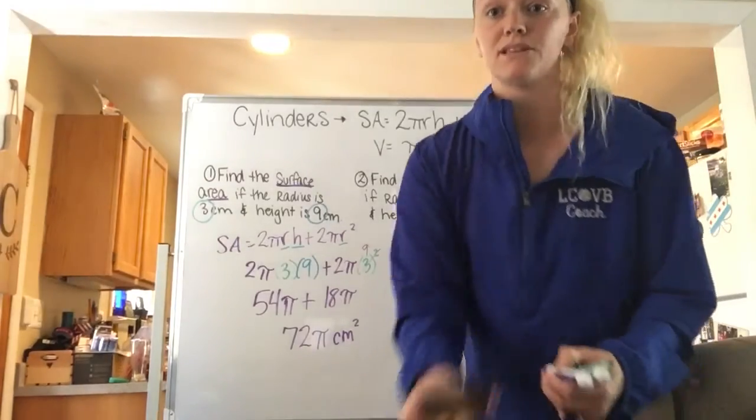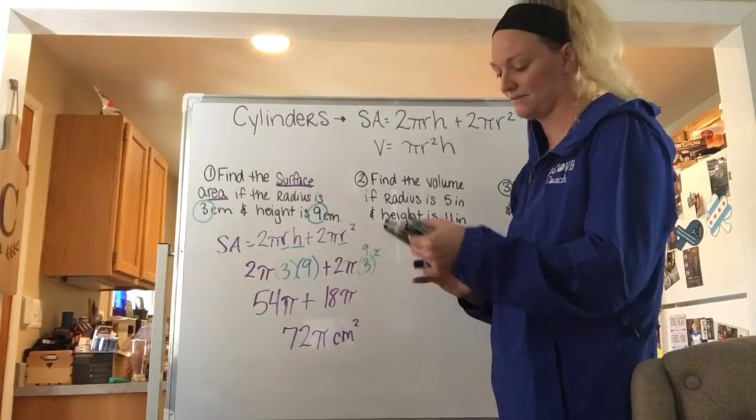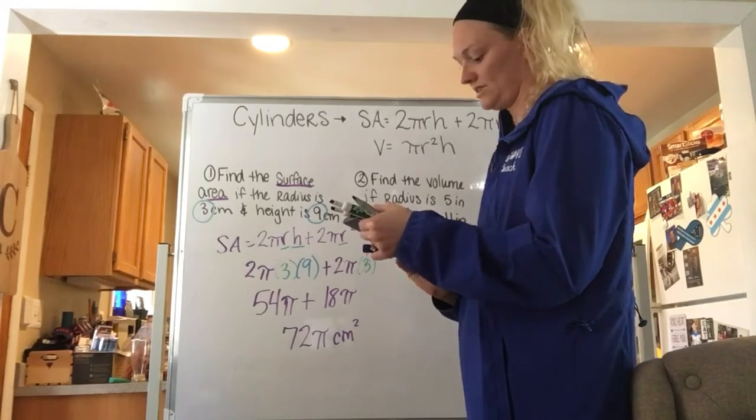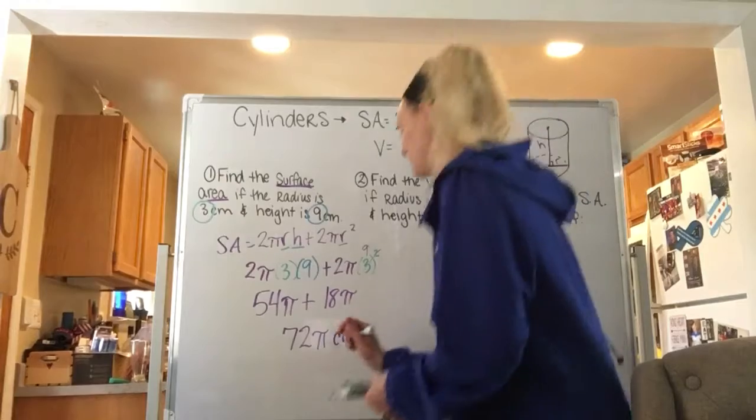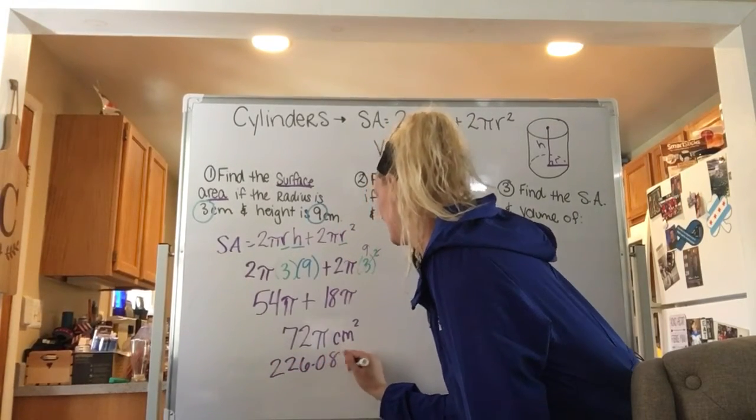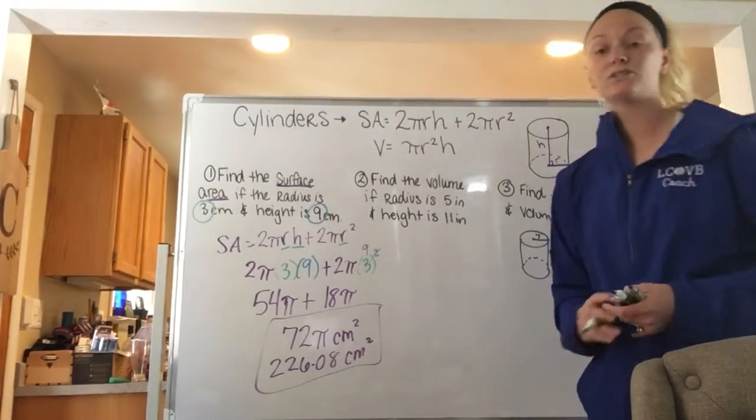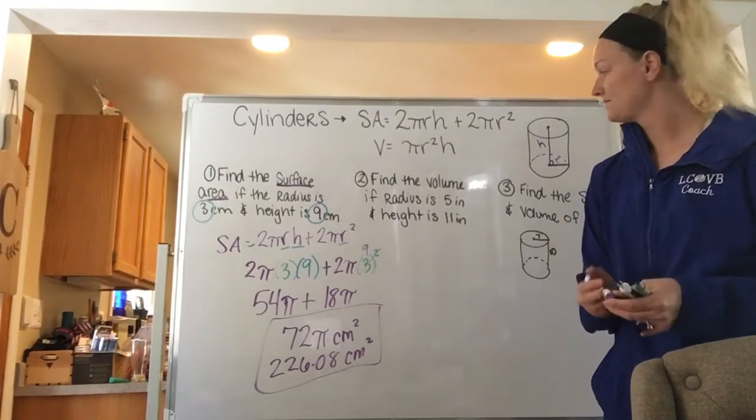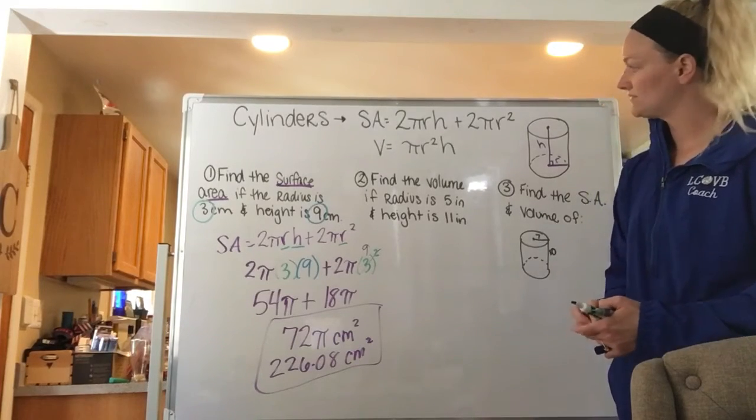Or, if we're going to put that in our calculator, we could put it right in our calculator from this line right here. If I do 72 times 3.14, that gives me 226.08 centimeters squared. Same answer, your choice. Okay, so that's for number 1 with the surface area. For number 2, that's the volume.